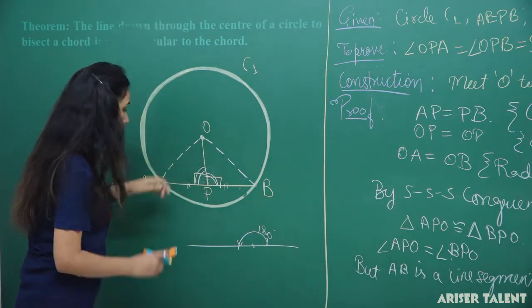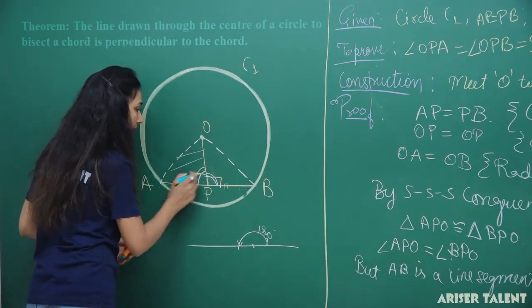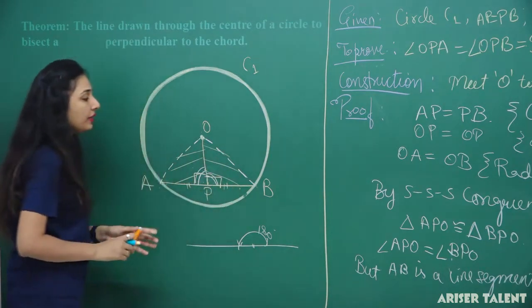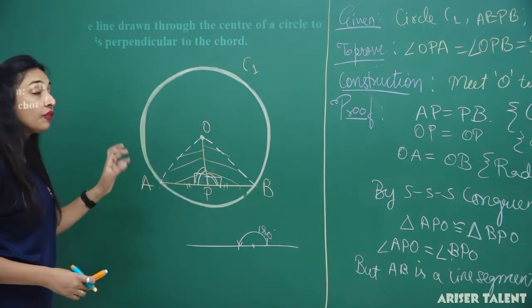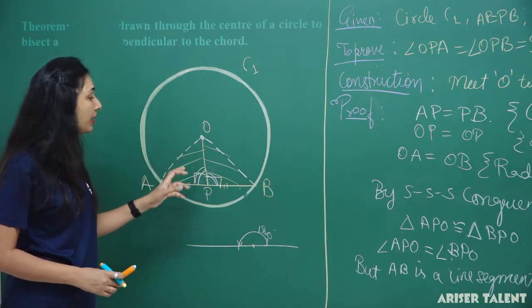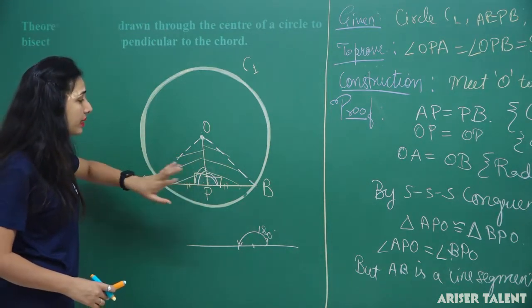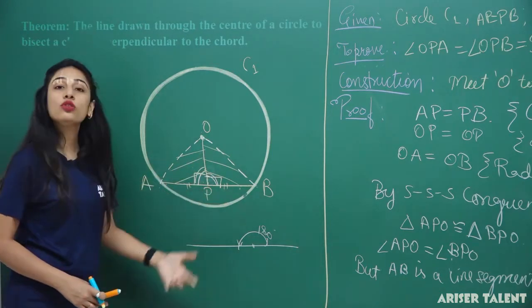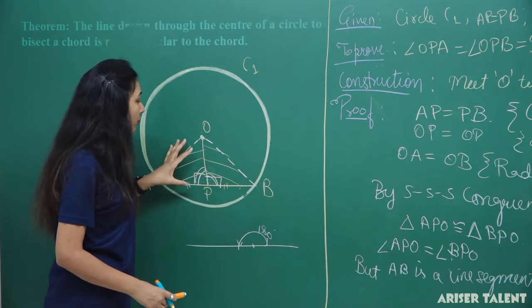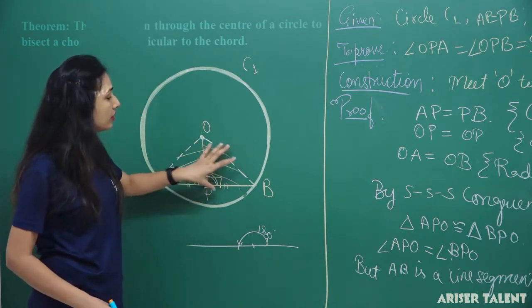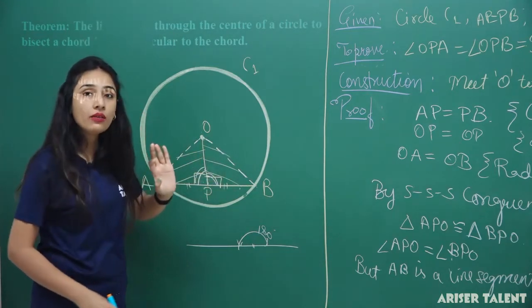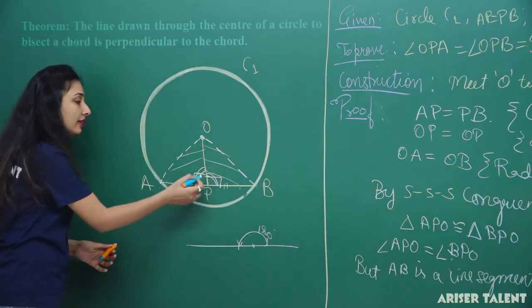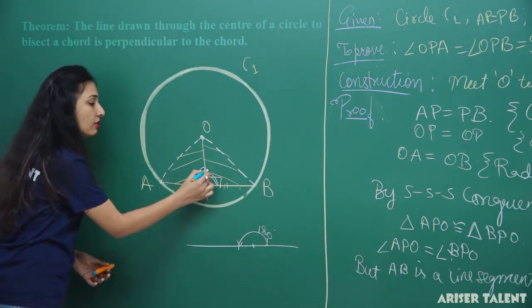After that, we took this particular triangle here and this triangle here. After taking these two triangles, what we did, we have this OP side common, OB equals OA and this AP equals PB given. Then we proved by congruency that these two triangles are equal, and this angle is equal to this angle.